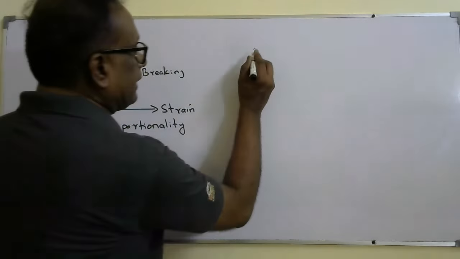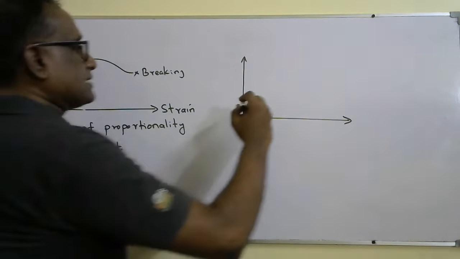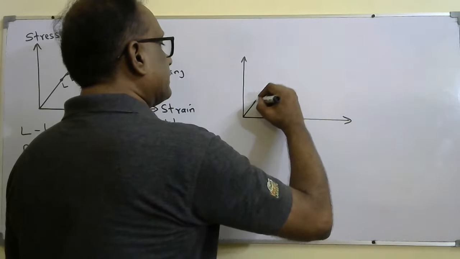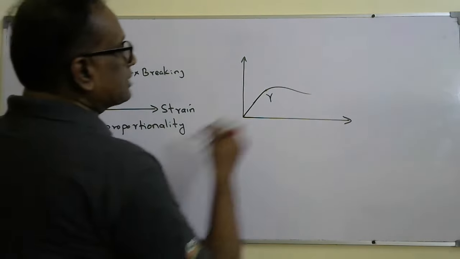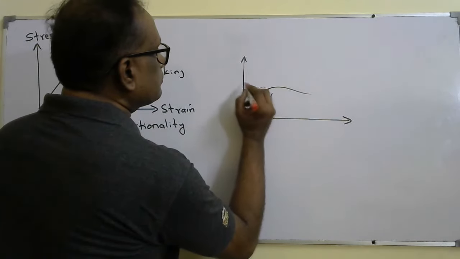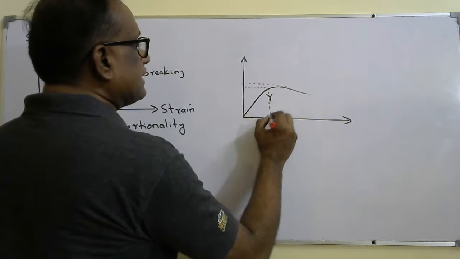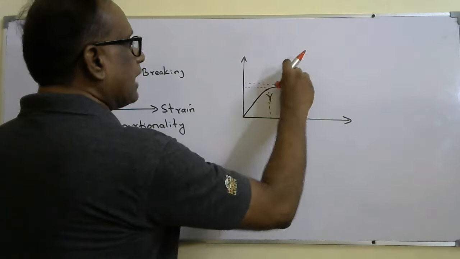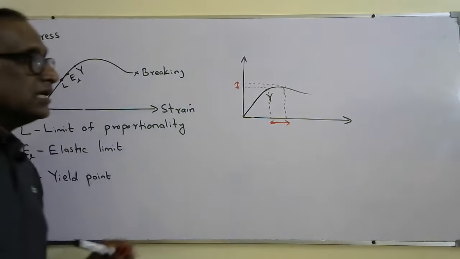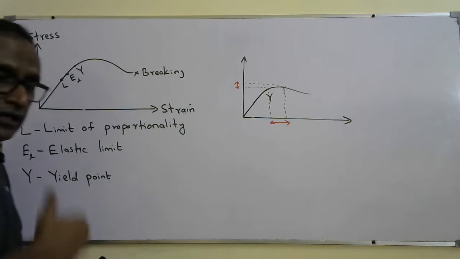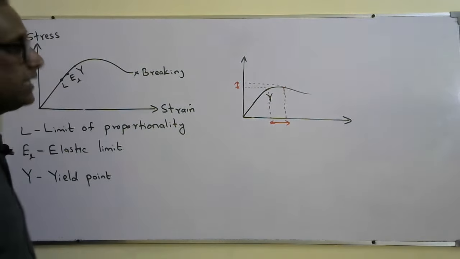I'll draw it again separately. The graph is bending and becoming more horizontal, towards the strain axis. So the graph is something like this, then bending like this and like this. This is the point we mark as the yield point. Beyond that point, when we consider a smaller change in stress, you can see the change in strain is larger. So if they ask what is the yield point: beyond that limit of stress, for a smaller change in stress, there will be a larger change in strain.